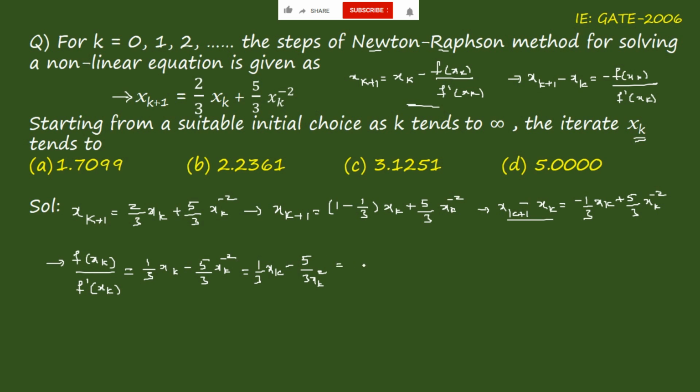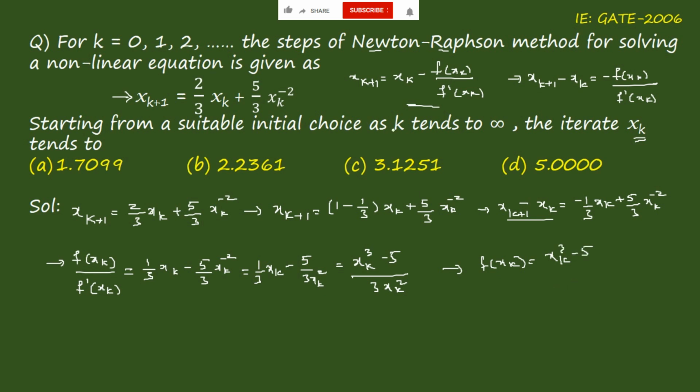Which is equal to, taking an LCM, x of k cube minus 5 by 3 times x of k square. So we can directly see that if f of x is equal to x cube minus 5, then f dash is equal to 3x square. So we can consider f of x of k is equal to x of k cube minus 5.